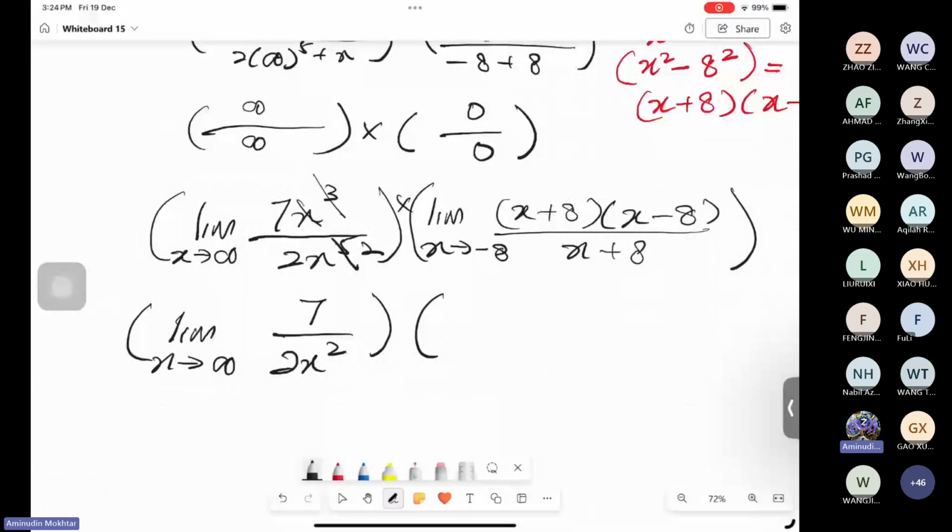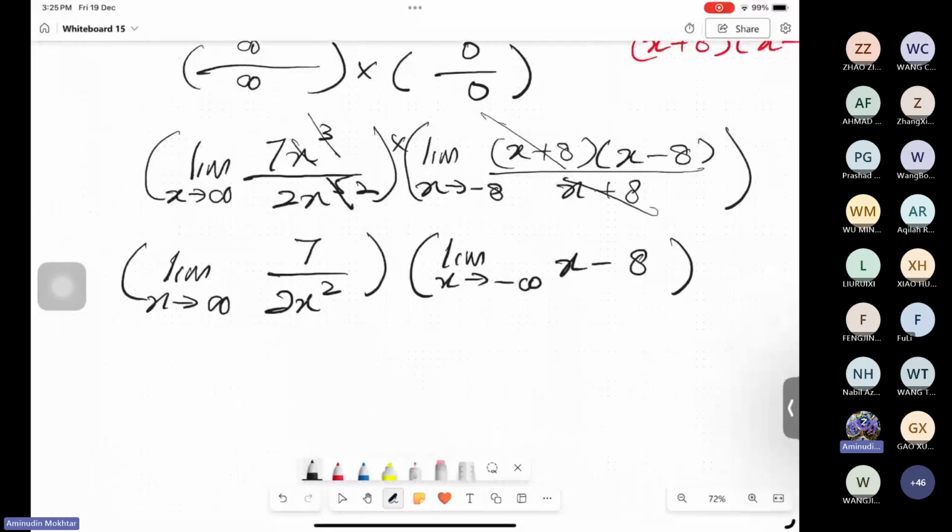For the second part, we can remove x plus 8 because it is the same component in the numerator and denominator. We can cancel, so this becomes the limit when x approaches negative infinity of 4x minus 8. Okay, now we can proceed with this calculation. We can find the limit now.